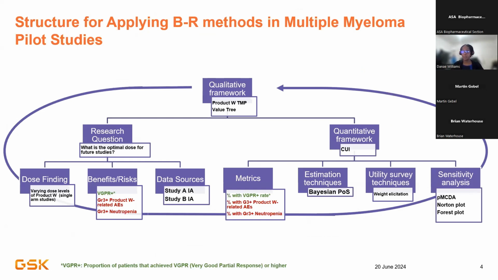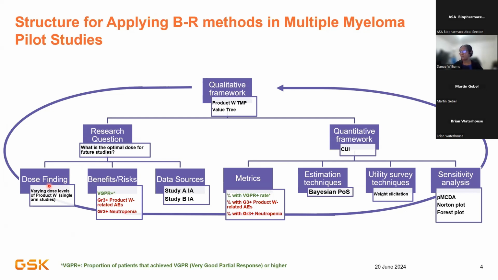The diagram here below shows you a high-level overview of the steps taken to apply the benefit risk methods in the oncology dose finding studies, in this case A and B. So going from the top, we had the information taken based on product W's target medicine profile and its value tree. And we move on to the research question, if you look on the left, where the question is, what is the optimal dose for the future studies? And to address that question, we needed 3 key pieces of information, which is 1, the varying dose levels of product W from these single arm oncology studies.